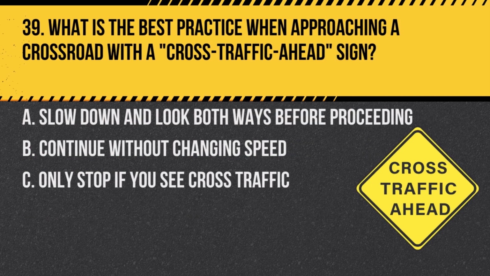Question 39. What is the best practice when approaching a crossroad with a cross traffic ahead sign? A. Slow down and look both ways before proceeding. B. Continue without changing speed. C. Only stop if you see cross traffic.